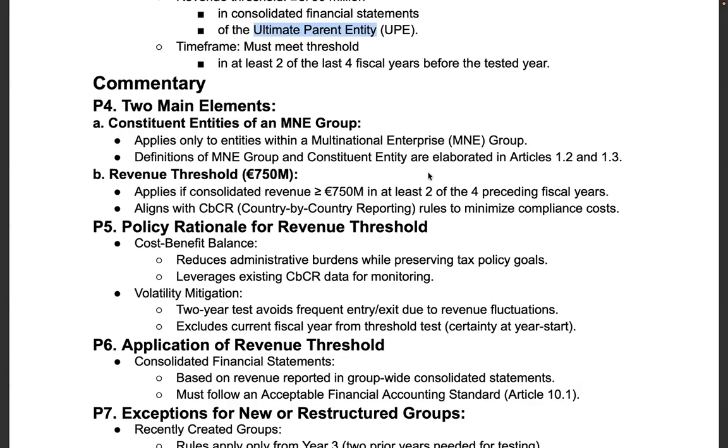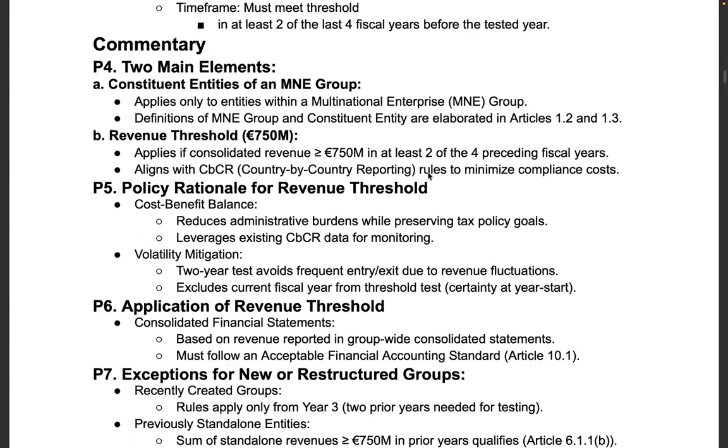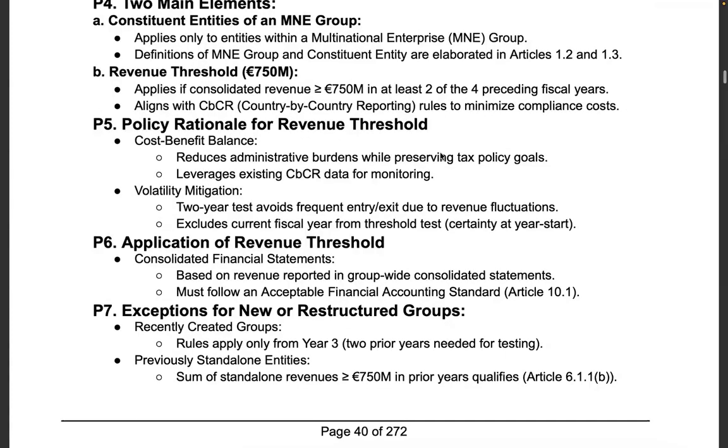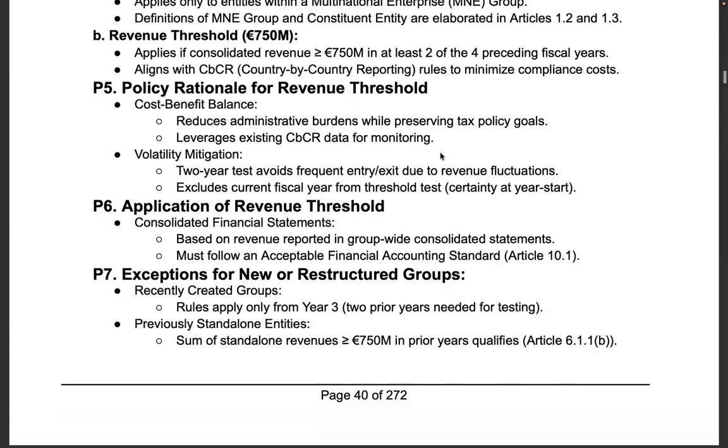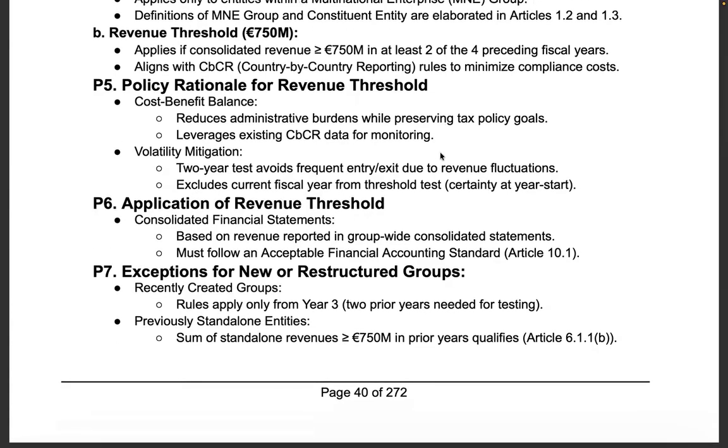Definitions of MNE group and constituent entities we are going to see in 1.2 and 1.3. This article is 1.1, the scope only, right? So immediately after that, we're going to see MNE group and constituent entities. Revenue threshold, 750 million euros. By now, we should have remembered: last 2 of the 4 preceding years. And it also aligns with the CbCR, country by country reporting rules to minimize compliance costs. So based on this, the country by country reporting framework also utilizes the same 750 million euro threshold.